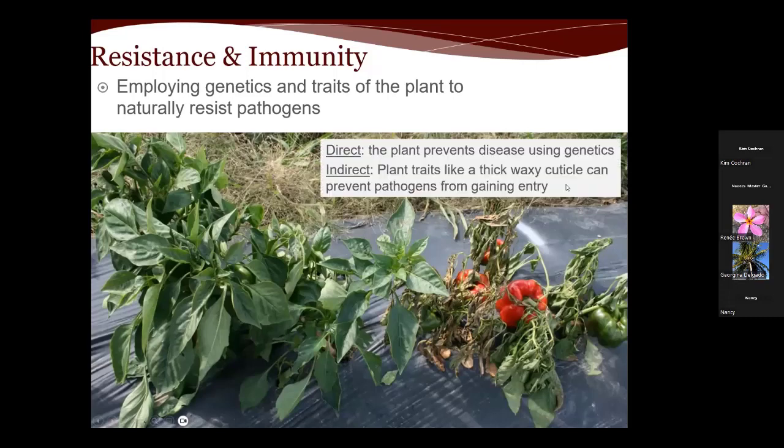Now with resistance, we have direct resistance, which is when the genetics of the plant allow it to have a better chemical defense system, basically, and it can recognize that pathogen and fight it off better. Indirect is when traits that just happen to be there, like a thick waxy cuticle, can help prevent pathogens from gaining entry, for example, but it also helps prevent excessive water loss, sun scald, sandblasting. So it's not just there for disease resistance.